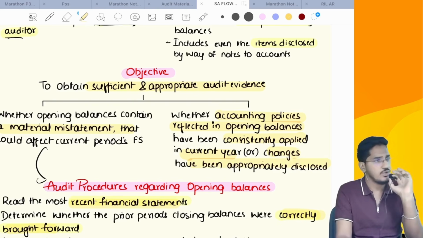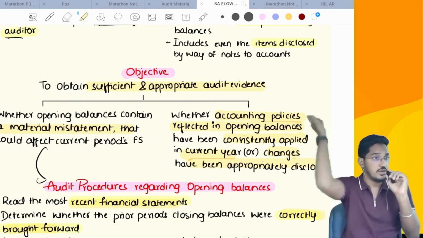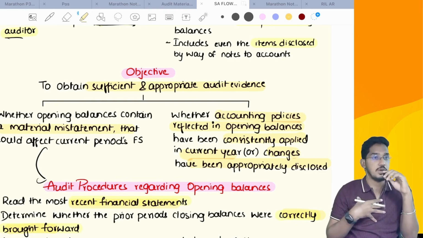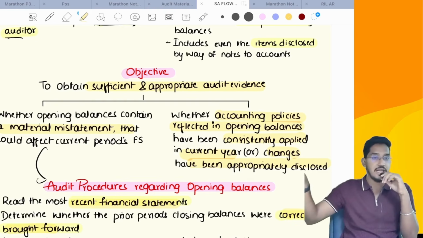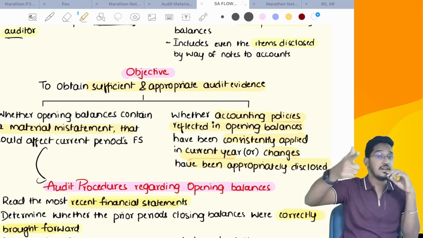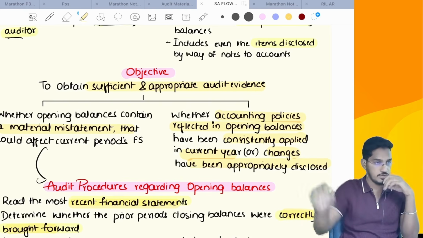If there is a valid reason, you can change the accounting policy, but you have to give proper disclosure: what change you have made and what is the effect, sometimes retrospective effect, sometimes prospective effect. All this you have learned in the accounting standards. That proper disclosure is required to be given. So I need to obtain sufficient and appropriate audit evidence. Without any valid reason, they should not change accounting policy. Point number one. If there is a valid reason, they can change it, but it should be appropriately disclosed.